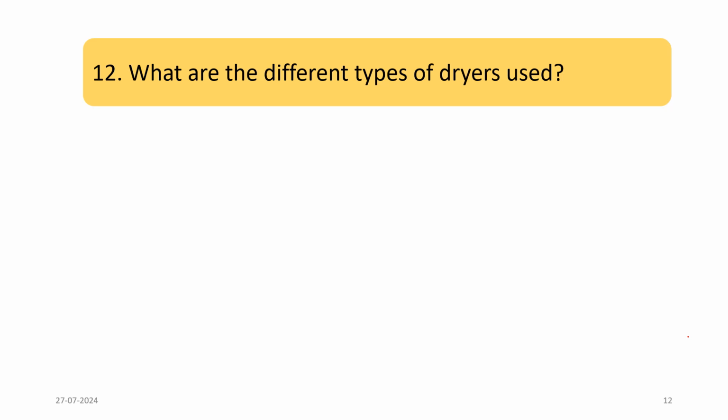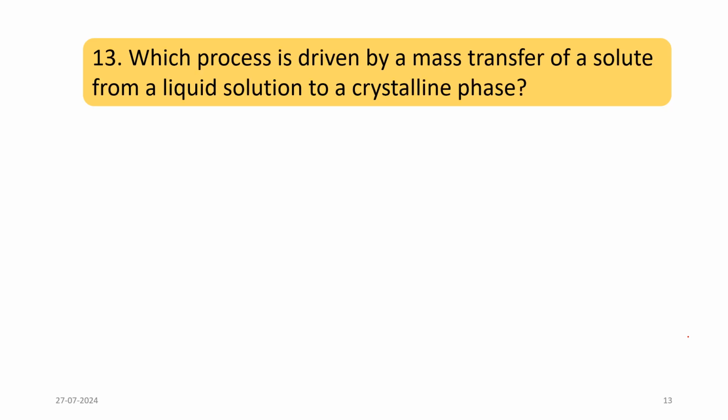Next, what are the different types of dryers used? Tray dryer, rotary dryer, drum dryer. Yes, it is tray dryer, rotary dryer, drum dryer, continuous rotary dryer. Okay. Next, which process is driven by a mass transfer of a solute from a liquid solution to a crystalline phase?